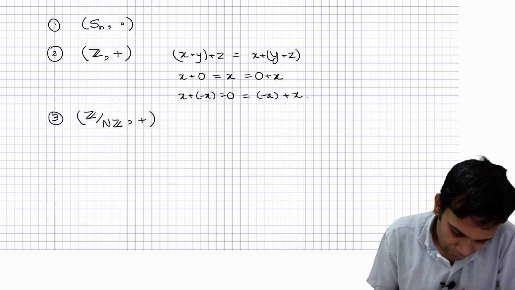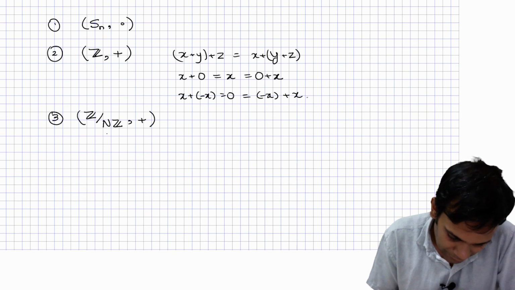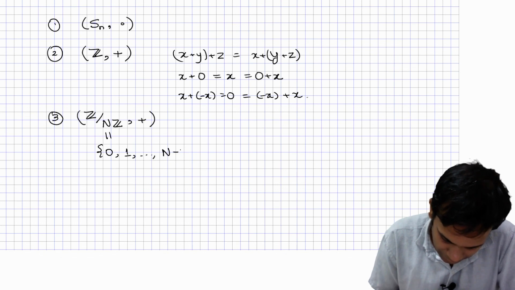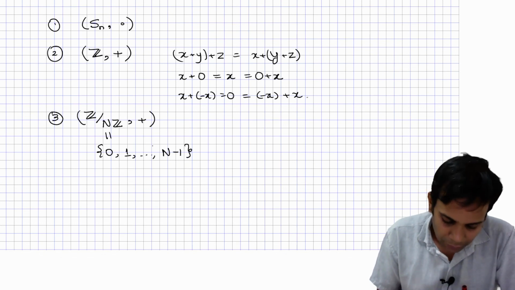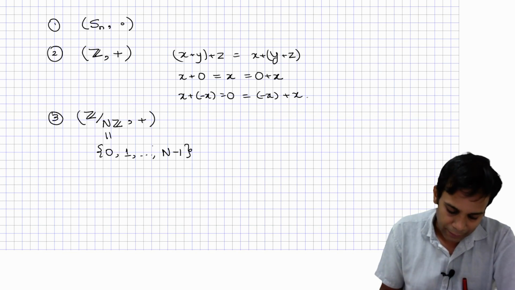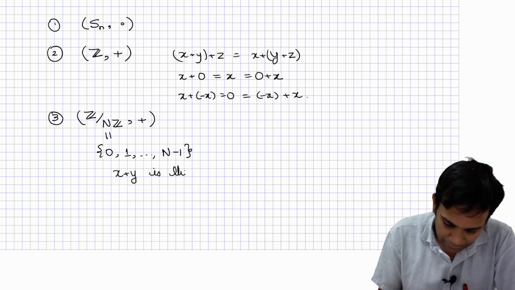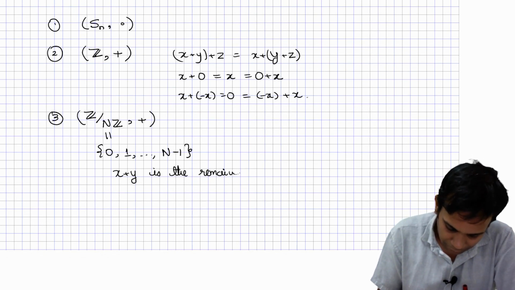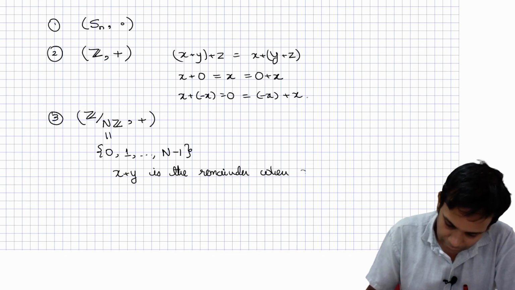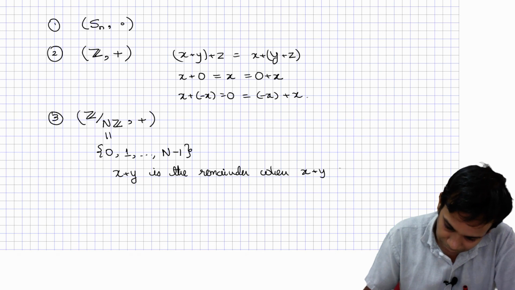So as a set, this Z mod nZ is the set 0, 1 up to n minus 1, the set of all possible remainders that you can get upon division by n. And given two elements x and y in this set, x plus y is the remainder when x plus y as an integer is divided by n.